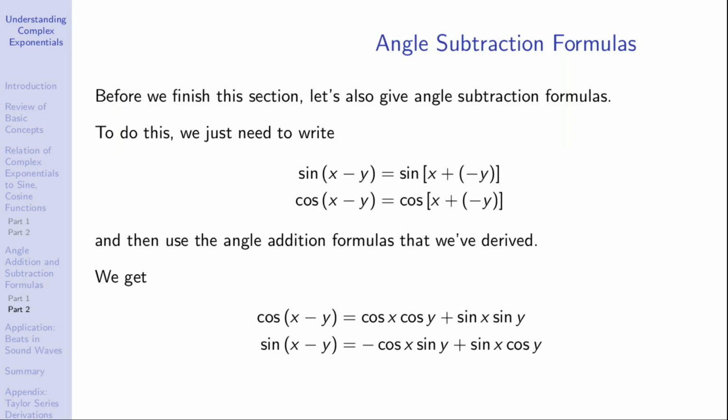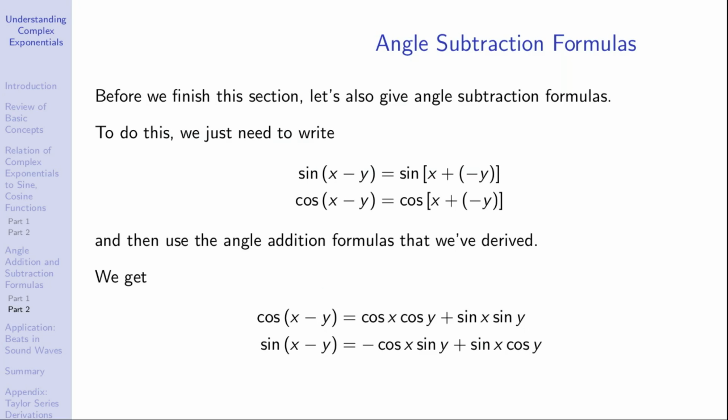Okay, so before we finish this section, let's also give the angle subtraction formulas. To do this, we just need to write that the sine of (x minus y) is equal to the sine of (x plus minus y), and the cosine of (x minus y) is equal to the cosine of (x plus minus y). And then we can use the angle addition formulas that we've already derived.